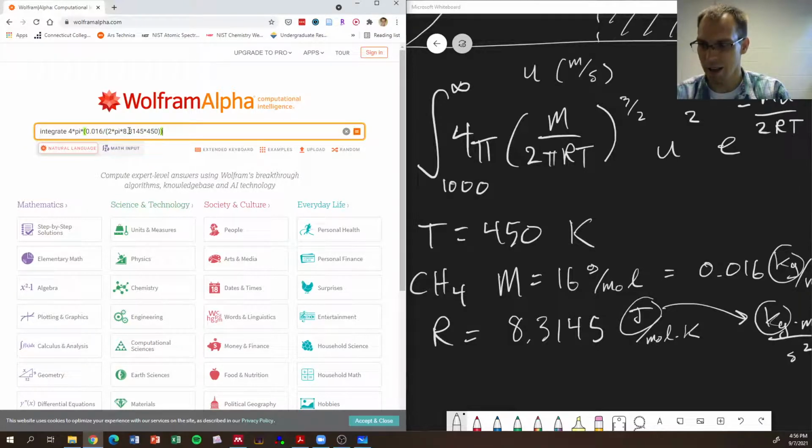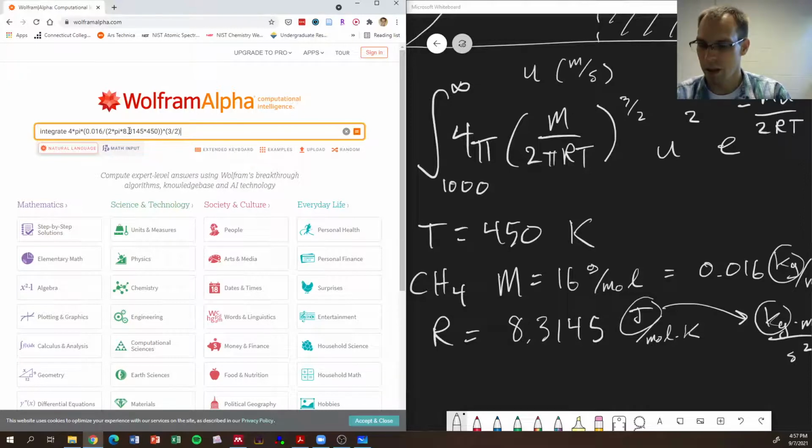Now everything inside of the fraction needs to be raised to the 3/2 power. And we need to make sure to put that 3/2 in parentheses. If we don't, what will happen instead is this will be cubed and then divided by 2, because that's the order of operations. It'll do the exponent first before it does the division.